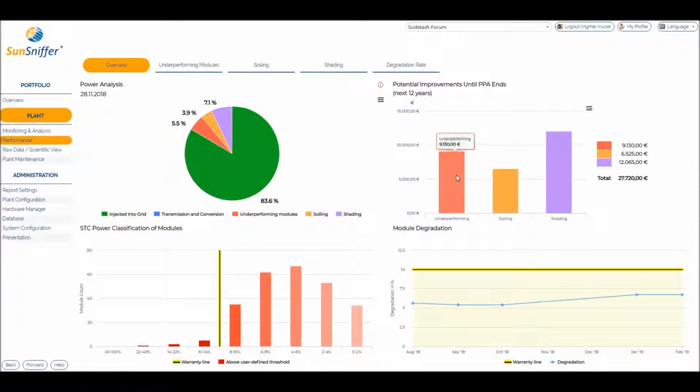There you have the calculation of what you lose, for example, by the end of the PPA if you do not swap those modules. Oh, that's pretty interesting. So, going straight to the main information you need to run and manage your plant professionally, this is what SunSniffer and its digital twin technology is about.